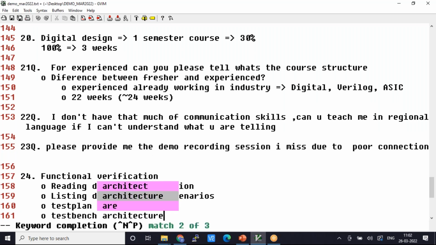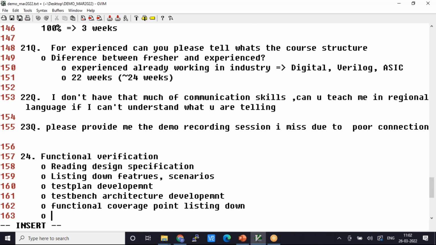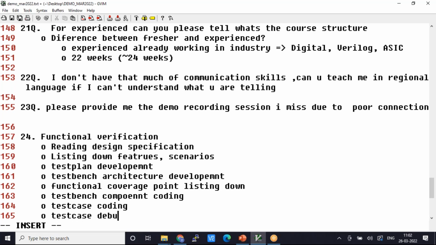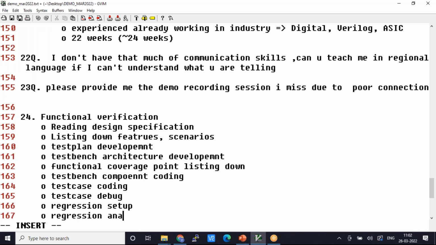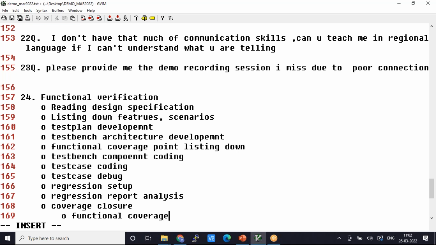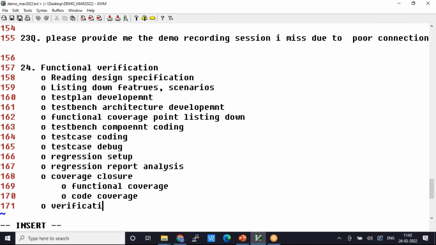test bench architecture development, functional coverage point list down, test bench component coding, then test case coding, test case debug, regression setup, regression analysis, report analysis, then coverage closure, functional coverage and code coverage, then verification closure. How many steps are there? Roughly 13 steps.